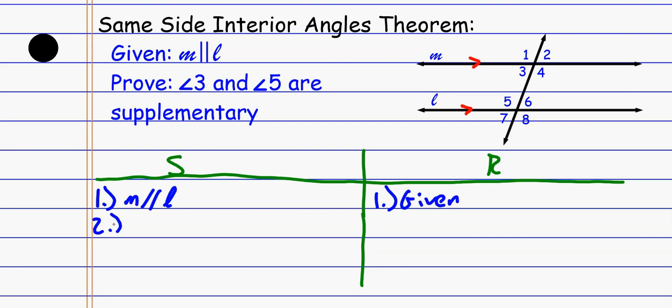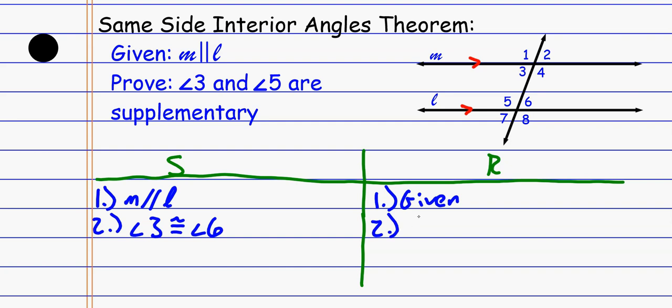And here's the thing. I know that angle 3 is congruent to something like angle 6, isn't it? So I could say that angle 3 is congruent to angle 6. And I know that from the previous theorem that I just proved moments ago. That's now part of my toolkit.